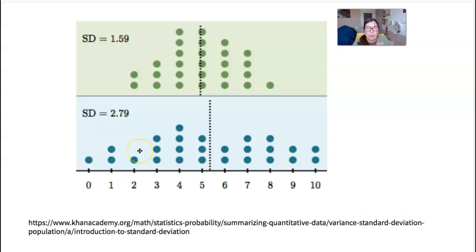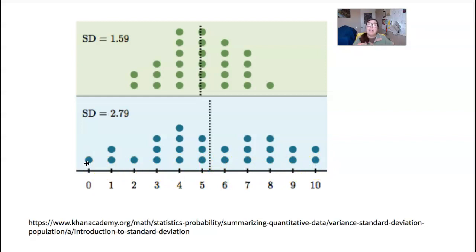And here's a picture from Khan Academy showing what that might look like. The standard deviation for this set of results, all these data points, is 1.59. And you can see they're kind of clustered around 5. Most of them are at 4, 5, and 6 as a result of whatever type of test they did. Whereas in this one, the standard deviation is 2.79, and the results are really spread out. There's some at 8, there's some at 3, there's some at 4, 5, and 6 as well, but there's some way out at 10. There's even one down at 0.